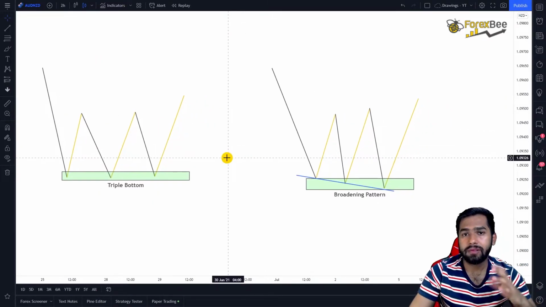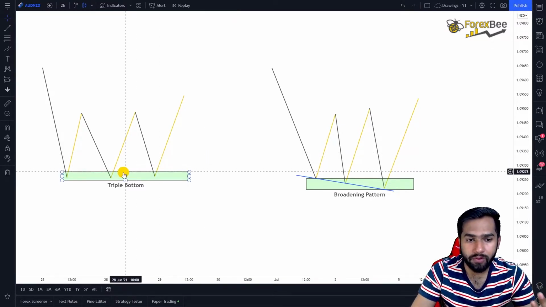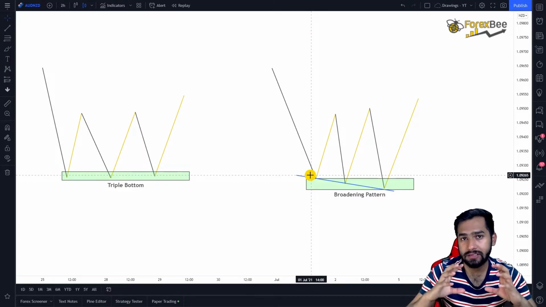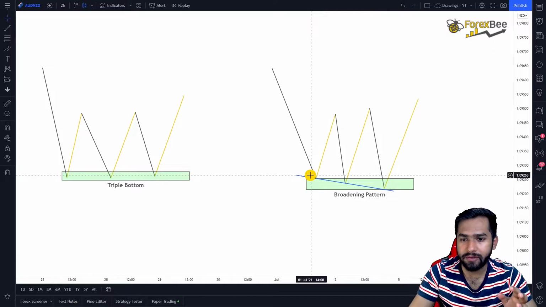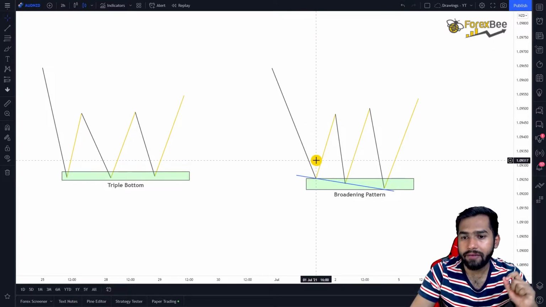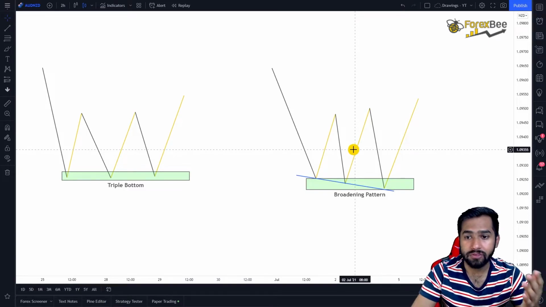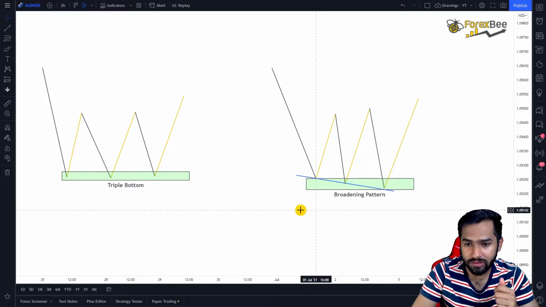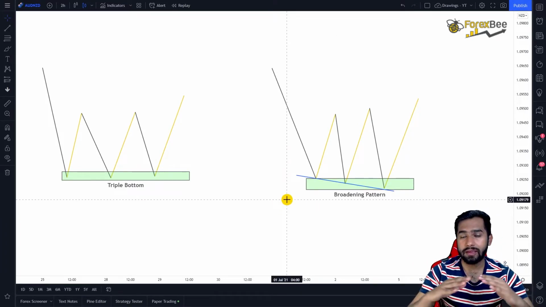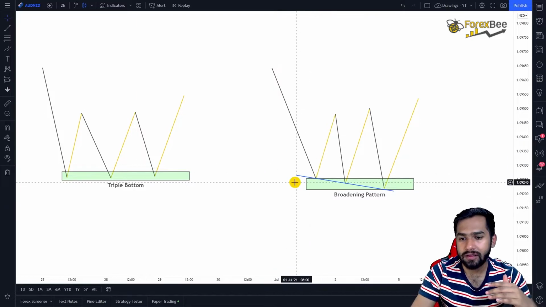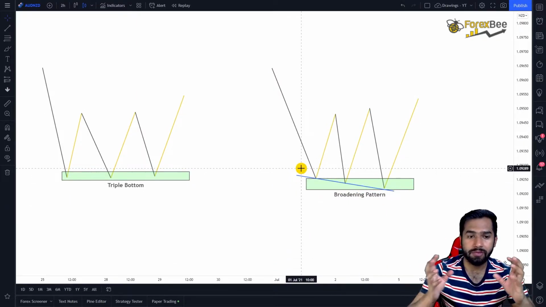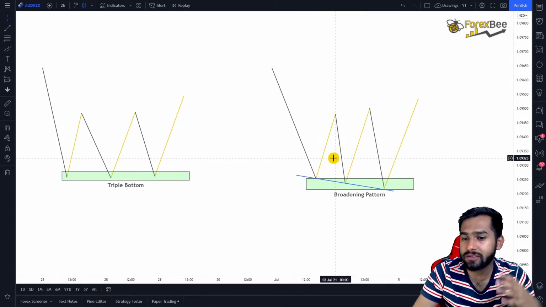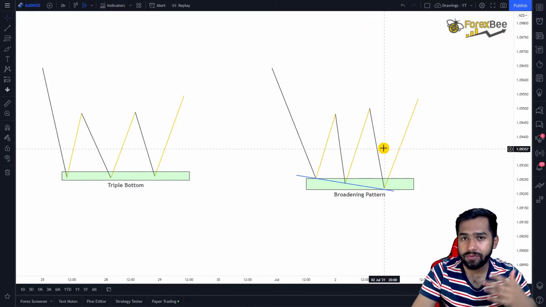So a lot of people confuse this triple bottom pattern with the broadening pattern, because in the case of broadening pattern it makes a similar market structure, but it's very different, because in case of broadening pattern every next wave is bigger than the previous wave. So you should always keep that in mind, and also the market is making these higher highs and these lower lows, okay, so it's not moving inside a support zone, instead it's making these lower lows. So this is the difference between this triple bottom pattern and this broadening pattern, and you should always keep that in mind. In case of broadening pattern, every next wave is bigger than the previous wave.